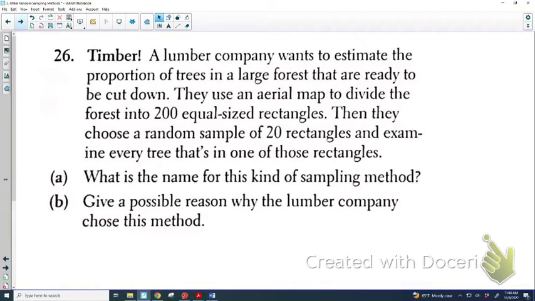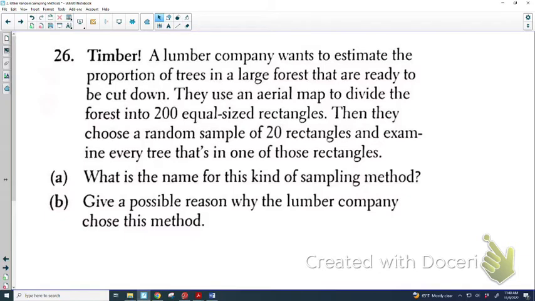In stats, we started by looking at the difference between cluster random samples and stratified random samples. I just wanted to give you more ways to see how they're done differently. The wording can be tricky. So we have this problem, skim through it real quick.